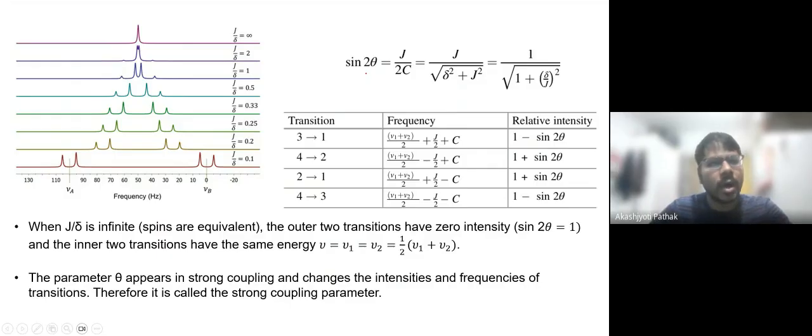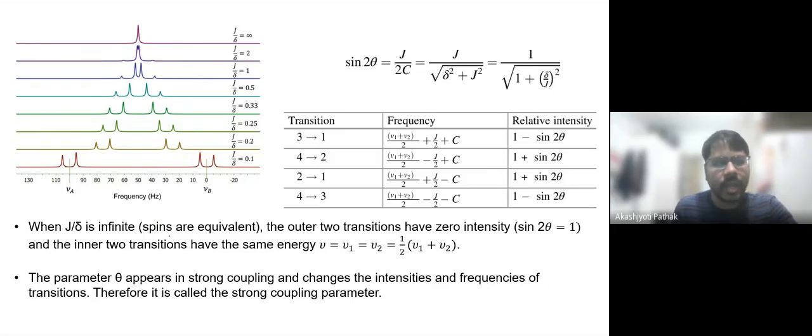Okay. So now from the concept that we understood, try solving this question. If the coupling parameter theta is equal to 22.5, what type of coupling does the spin system experience? Is it strong coupling, relatively strong coupling, weak coupling, or relatively weak coupling? So if theta is equal to 22.5, you can put this value in this equation: sine 2 theta is equal to J by root of J square plus delta square. For theta equal to 22.5, 2 into 22.5 will be 45 degrees.